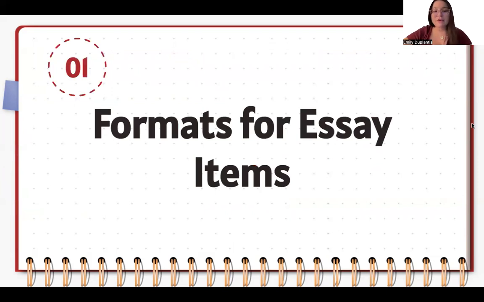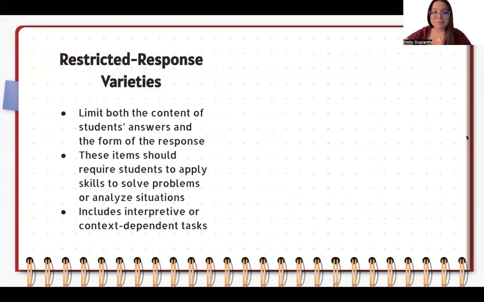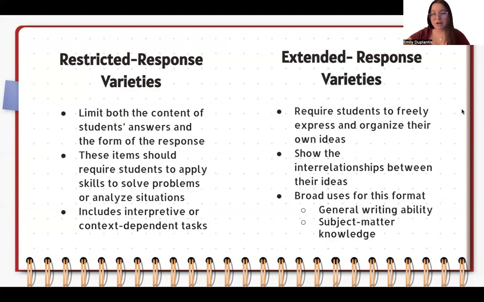1 is going to be formats for essay items. Our first format type is going to be the restricted response varieties. These limit both the content of students' answers and the form of the response. These items should require students to apply skills to solve problems or analyze situations and include interpretive or context-dependent tasks. These are going to be shorter responses rather than essay responses, maybe just 1 to 2 paragraphs versus 5 paragraphs.